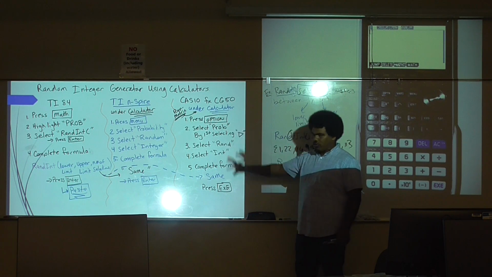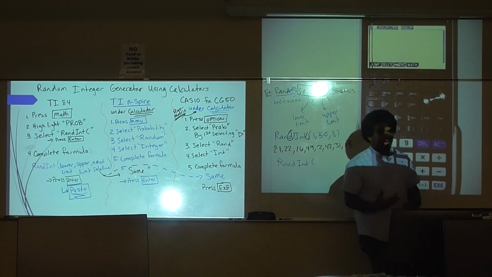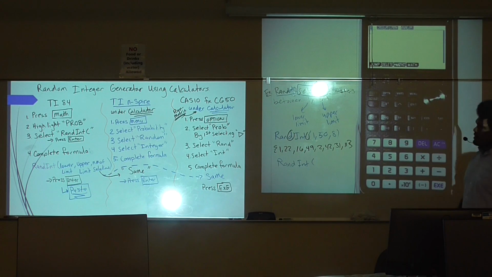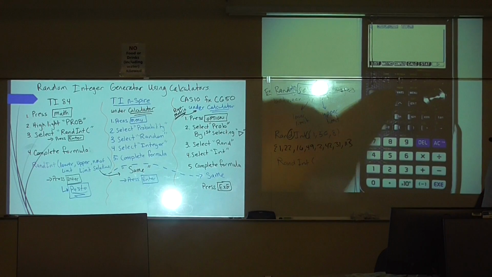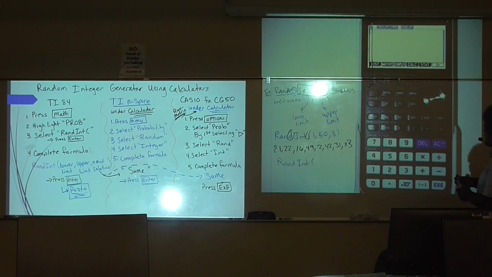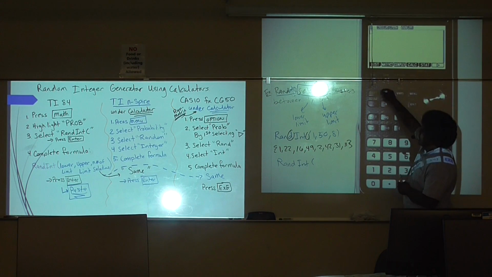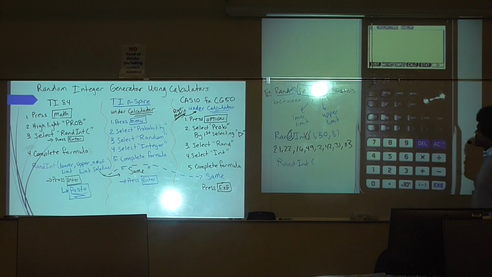So it's the same process for all of them. The whole point is where probability is and how to obtain random. Everything's under probability. So coming over here, I'm going to do that. I'm going to hit option. Option is right here, this button right here. So just hit option.